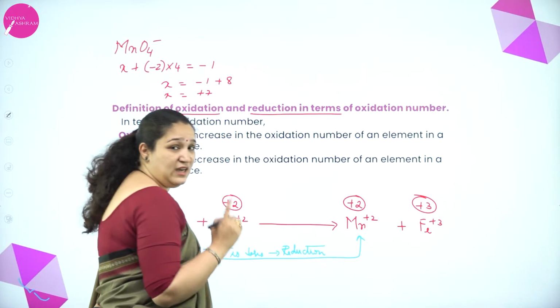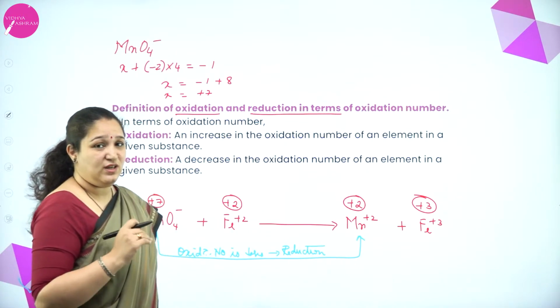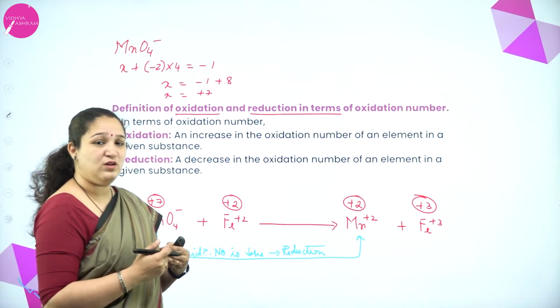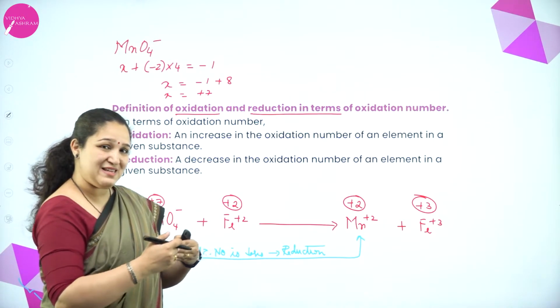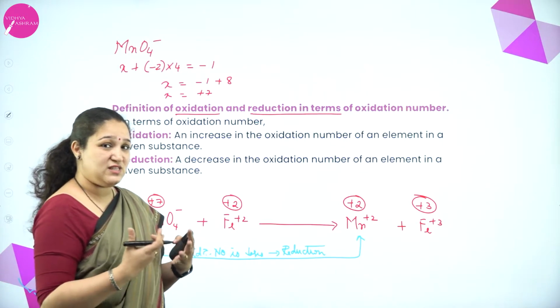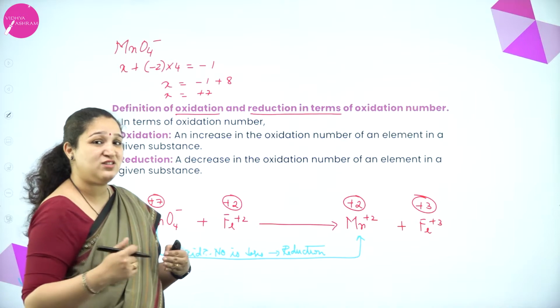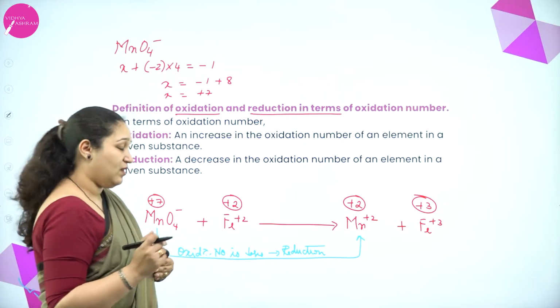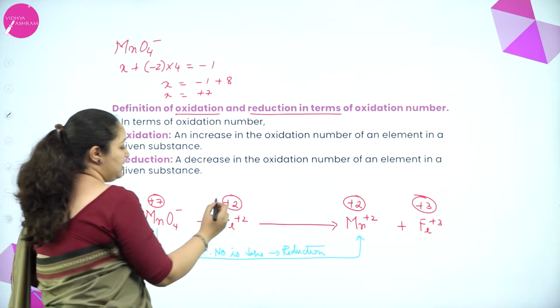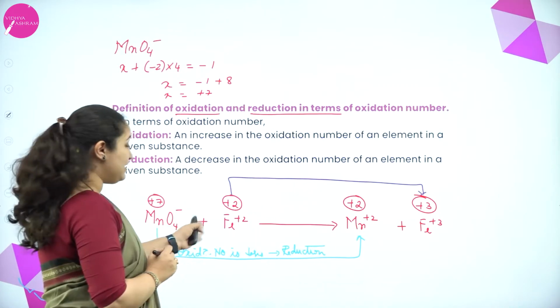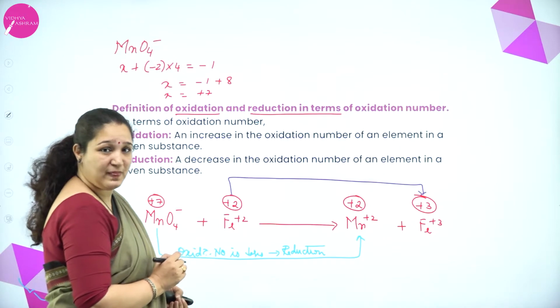We call it a reduction reaction, correct? No, when something is reducing, or some number is becoming less and less, it is reduction. So it's easy to remember: if the oxidation number decreases, it is called a reduction reaction, correct? Next, for iron you see the oxidation number increases from plus 2 to plus 3 state, correct?